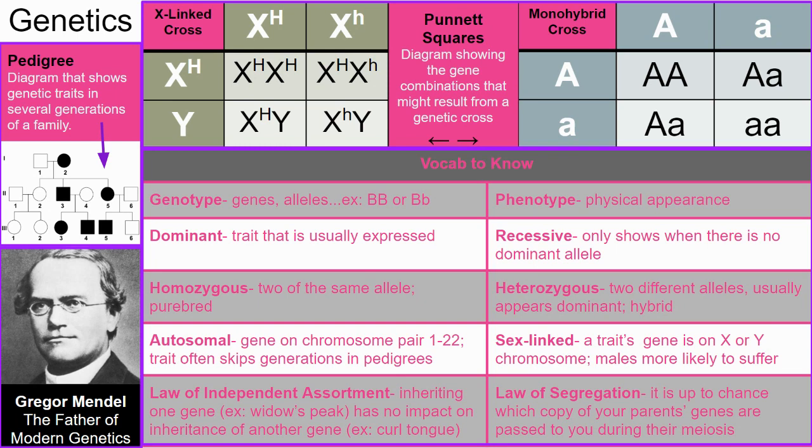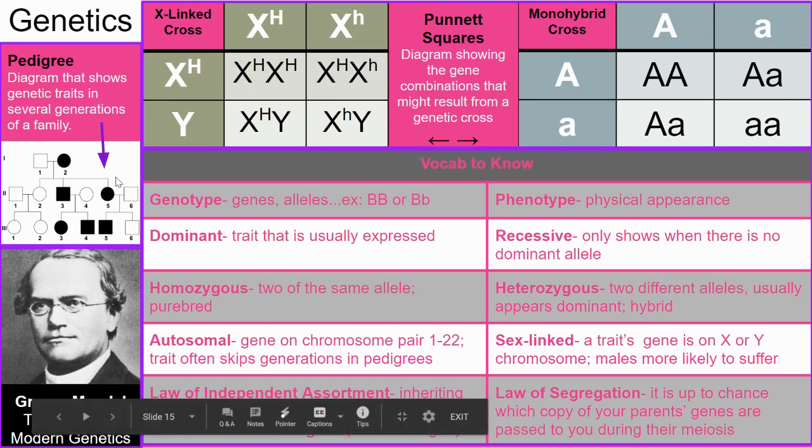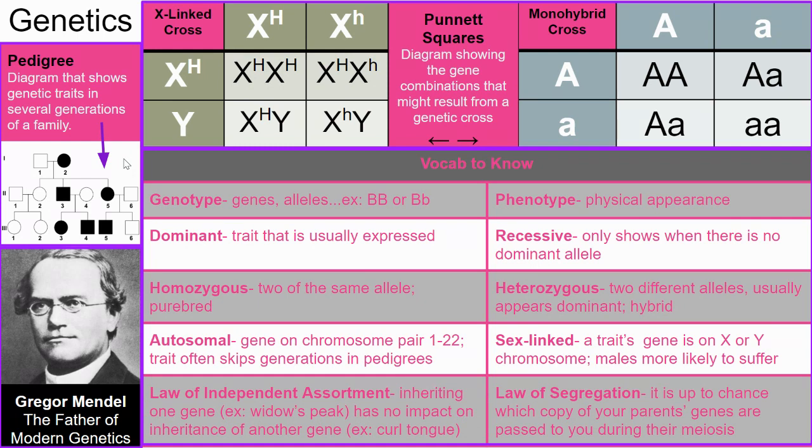So in pedigrees, which are these little diagrams that show genetic traits through several generations of a family, you could see a certain autosomal trait usually skip generations. The other type of trait you might see is a sex linked trait, and those are the ones on the 23rd pair of chromosomes, in other words, your X or Y chromosomes. And with sex linked traits, the males are actually more likely to suffer because of sex linked traits. We'll talk about that in just a second.